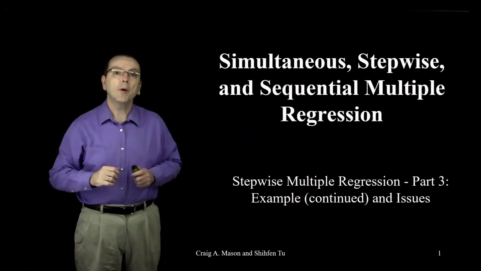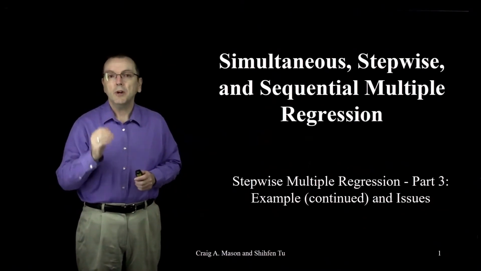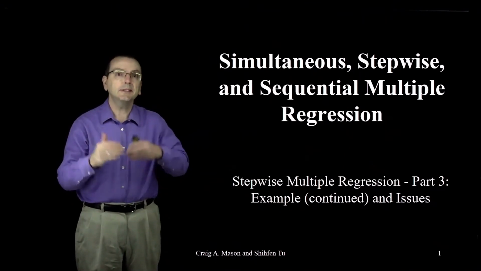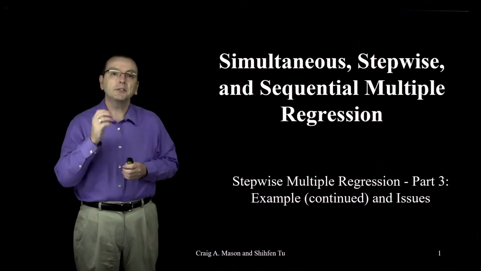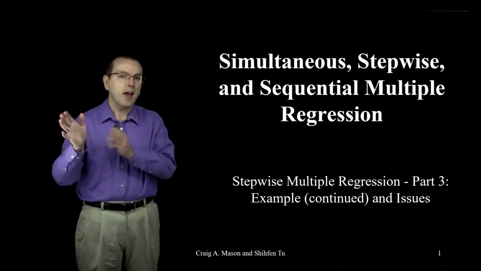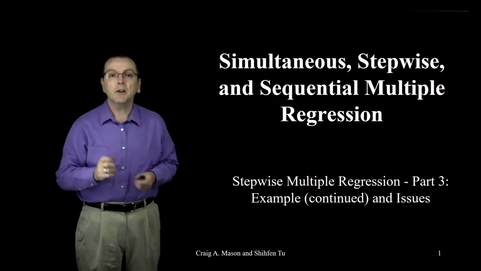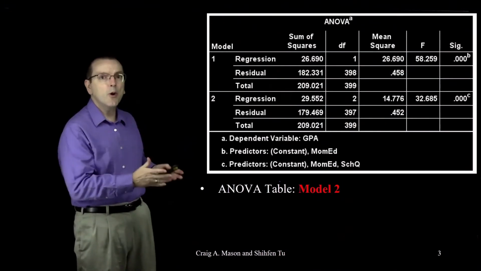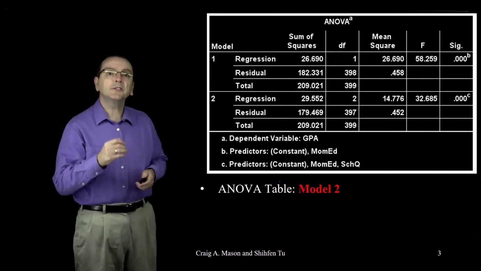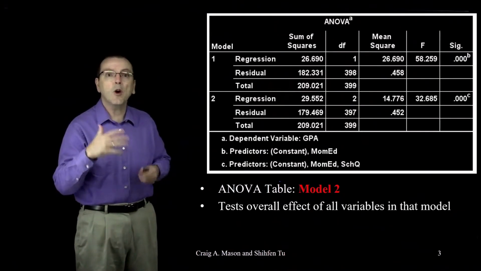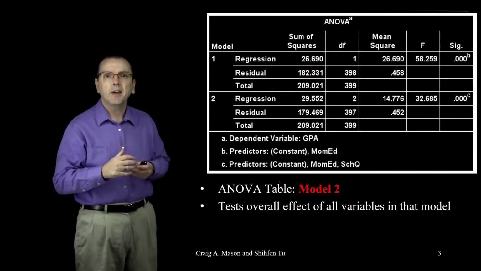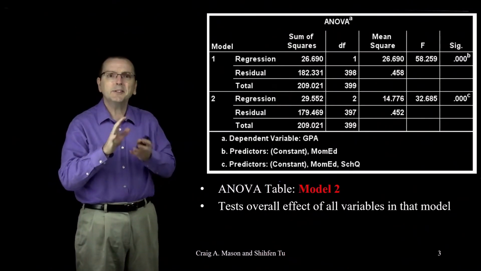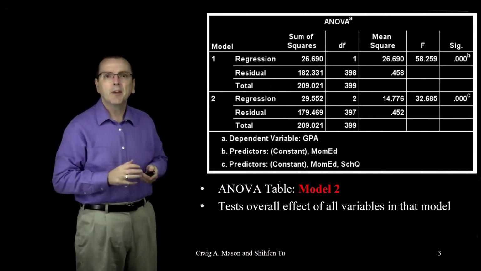In our third video on stepwise multiple regression, we'll continue with our example, now looking at Model 2, the second iterative step in our stepwise model building, after Model 1 in which we started with just mother's education. So here's our Anova table again. Remember, this summarizes the effect for the overall model at each step, the effect of all the predictors in that step, together as a set or a team.